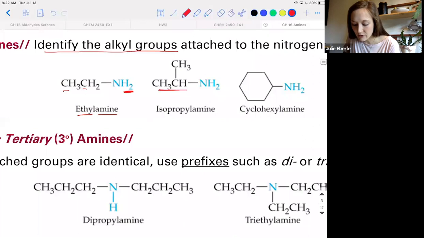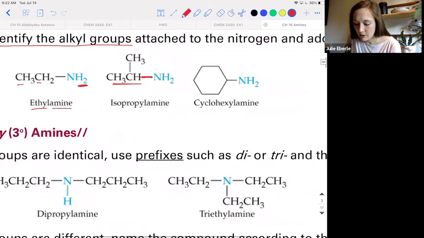Now we have a different group. We have a 3-carbon group, and I noticed that the amine is bonded through that center internal carbon. So this is isopropyl. So we just call it isopropylamine. If we keep going, now off of this nitrogen, we have a whole cyclic alkane, okay? And so we call it cyclo. There's 6 carbons, 1, 2, 3, 4, 5, 6.